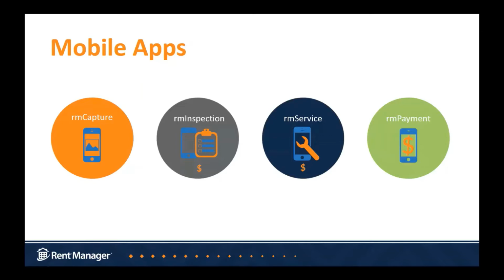And so RM Service, this is the comprehensive work order management app. So you can create, manage, and resolve service issues. You don't even need to have an internet connection. You can actually upload it into the office after you've entered all the information into the app. So that is even an option.